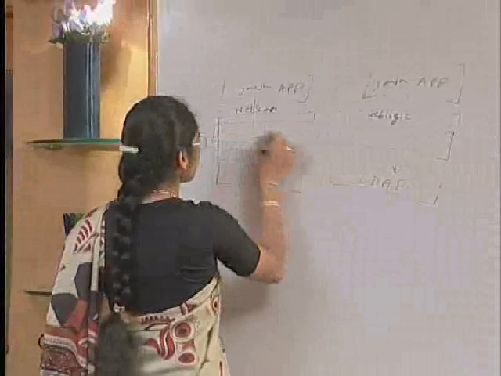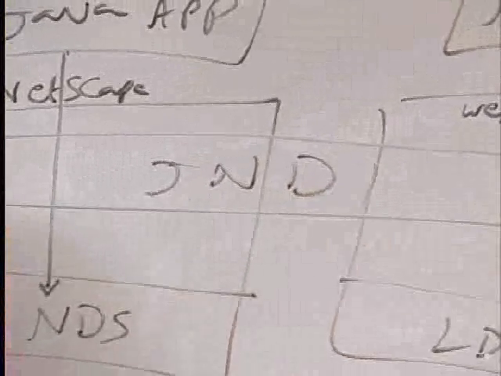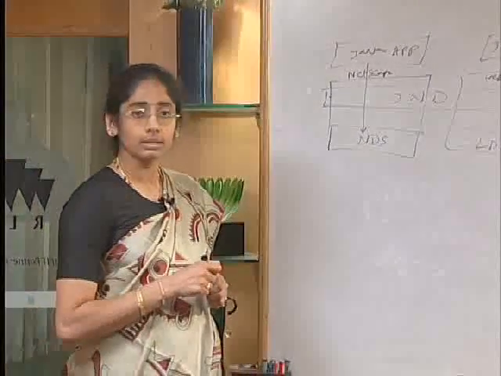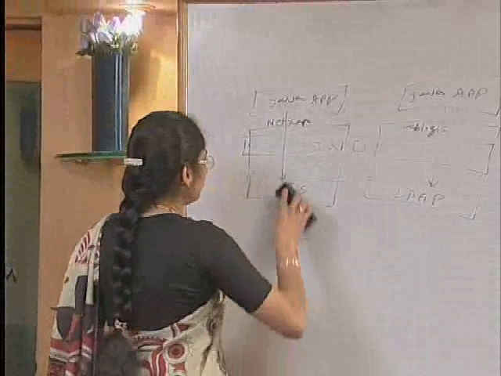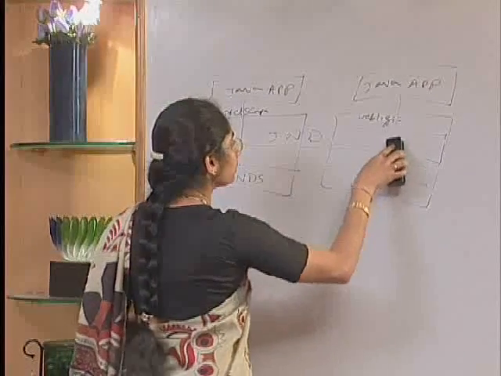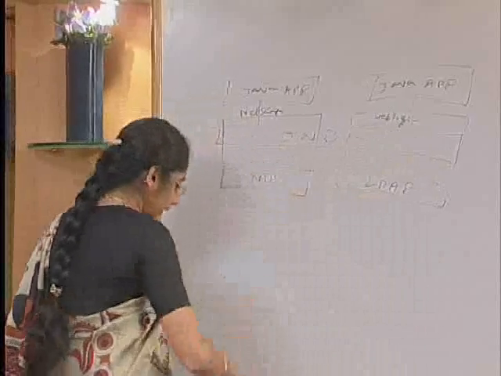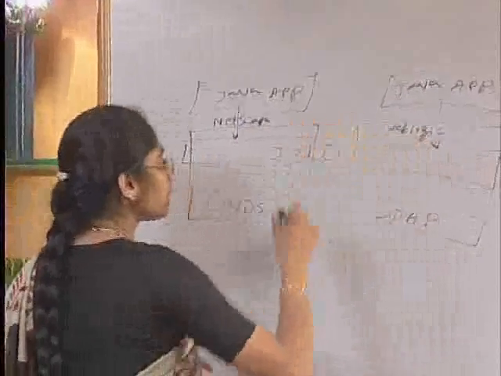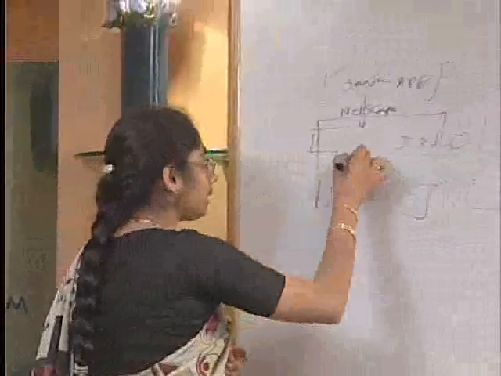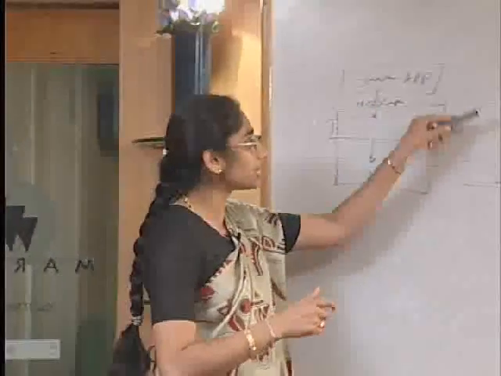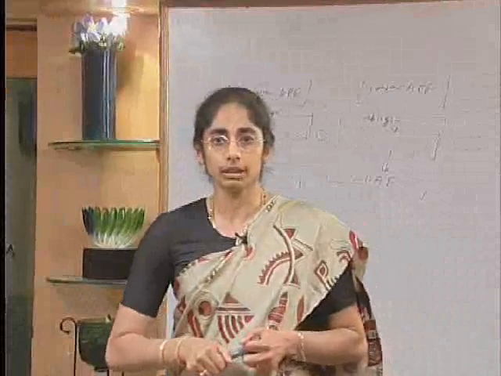So they introduced JNDI, which would sit out here and would be implemented by all the servers. My Java application then talks to JNDI instead of talking to a specific naming and directory service that the server provides. So every server implements JNDI, and the JNDI in turn talks to the appropriate naming and directory service of that server. Therefore my Java application becomes independent of the service.